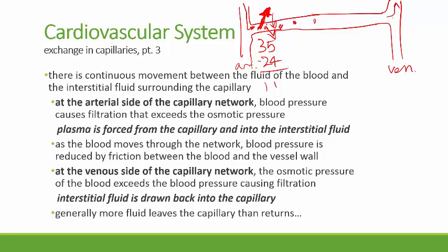Now, here at the venous side, on the other hand, the blood pressure has really dropped. It's only 16 millimeters mercury, but we still have that 24 millimeters mercury draw into the blood. So overall, we're going to see a -8, which means that there is about 8 millimeters mercury force pulling fluid back into the blood here on the venous side.